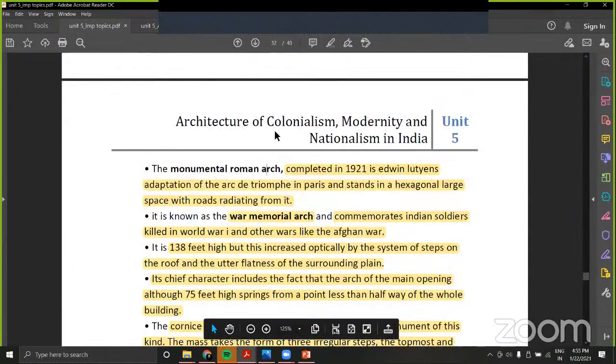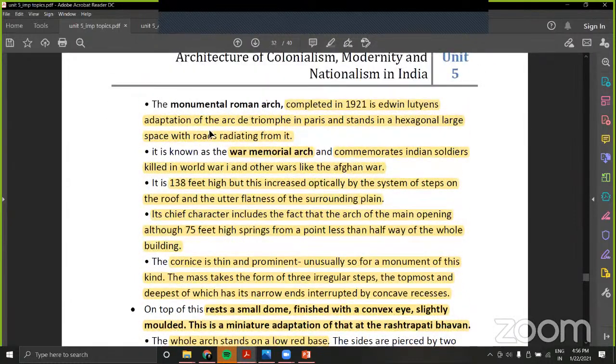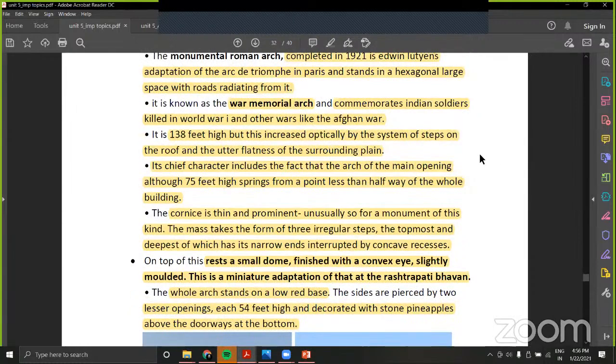So, a monumental Roman arch, which was completed in 1921 by Edwin Lutyens, an adaptation of the Arc de Triomphe in Paris. This arch was constructed as a war memorial arch, which commemorates Indian soldiers. As I told, Indian soldiers who were killed in World War I. So they kept this arch as a memorial for them.